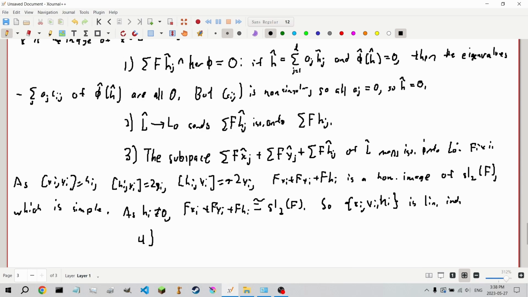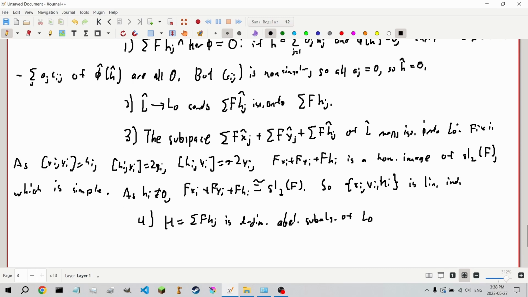So that gives us step 3. For H equal to the sum of F h_j, it is an l-dimensional abelian subalgebra of L naught. And once again, this is immediate from the previous.